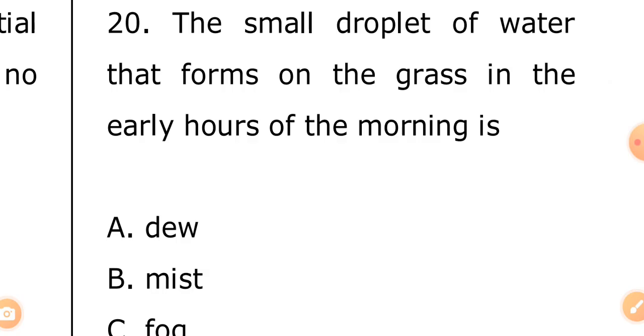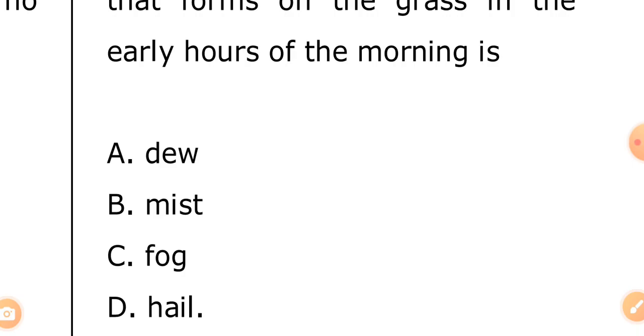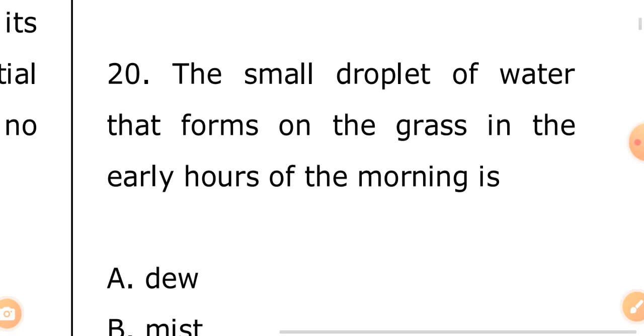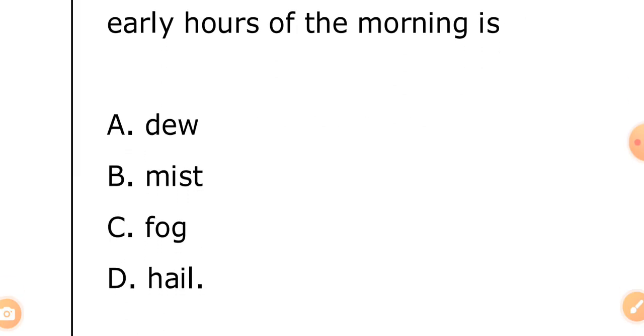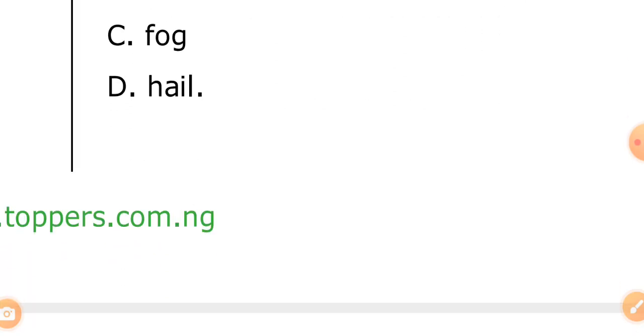Is it dew? Is it mist? Is it fog? Is it hail? I won't answer this. This is so simple. So I want you to tell me in the comment section what you think is the answer to question number 20. Tell me what you think is the answer to question 20, whether the droplets that you see on leaves are dew, mist, fog, or hail.